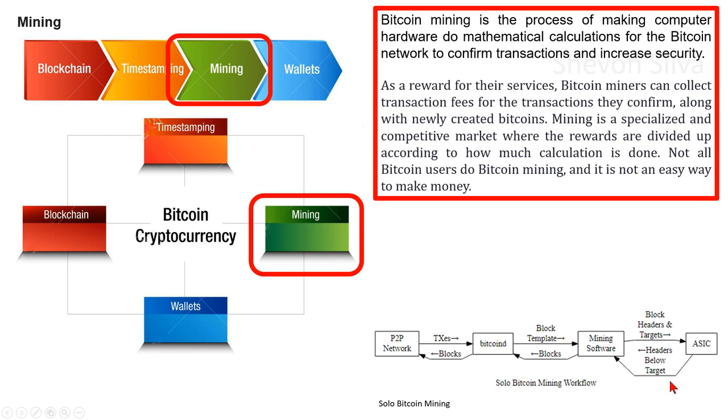Here you can see a solo Bitcoin mining workflow. Solo mining, where the miner attempts to generate new blocks on his own, with the proceeds from the block reward and transaction fees going entirely to himself, allowing him to receive large payments with higher variance. Longer time between payments. As you can see here, solo miners typically use Bitcoin D to get new transactions from the network.